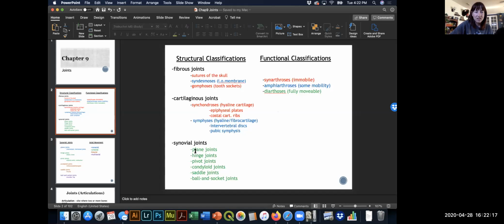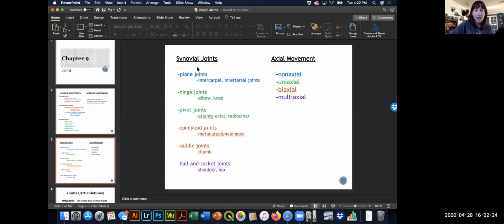And if you continue our little chart to the next page, our diarthrotic synovial joints can be broken down according to specific types of synovial joints and their movements.